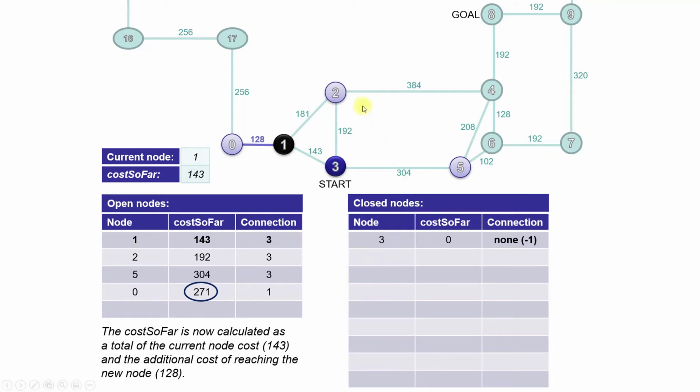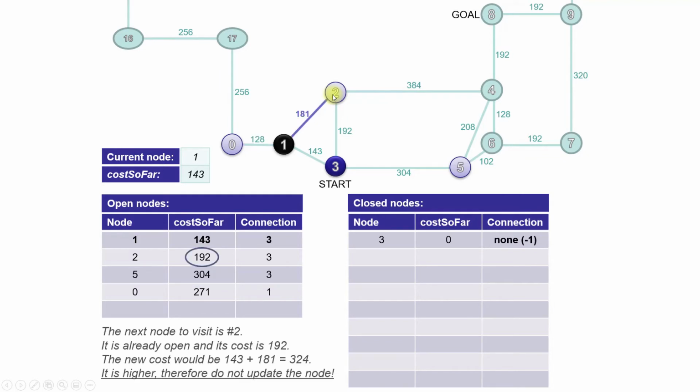Next node to visit is node number 2. This node has been already visited and its cost so far is 192. Its new cost would be our cost so far 143 plus the additional cost of reaching the new node 181. 143 plus 181 is 324. It's much more than the cost so far for this node, so we will ignore it. We will not update the node.